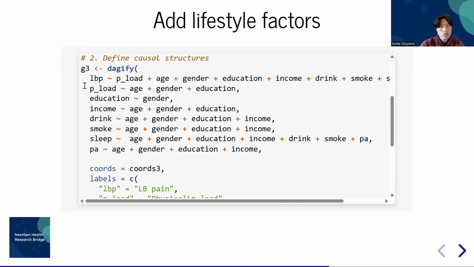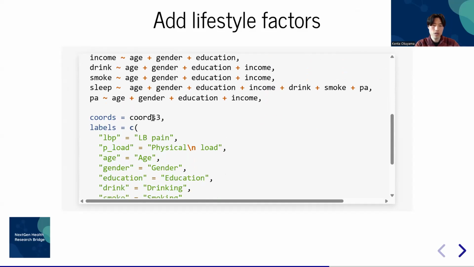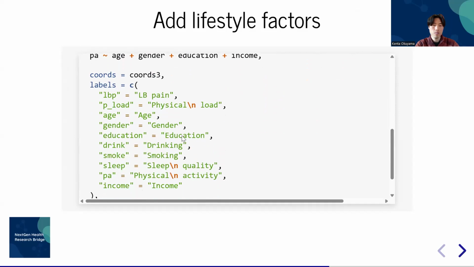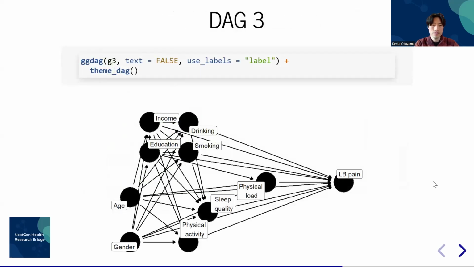Similar to the G2, we believed that all the variables may be one of the causal components of low back pain, and therefore LBP tilde and all the variables were added with plus sign. And we'll do the same for the rest of the covariates. Plug in the coordinates that we have defined and label each of the variables. And finally, we define which one is exposure and outcome, and we can plot it.